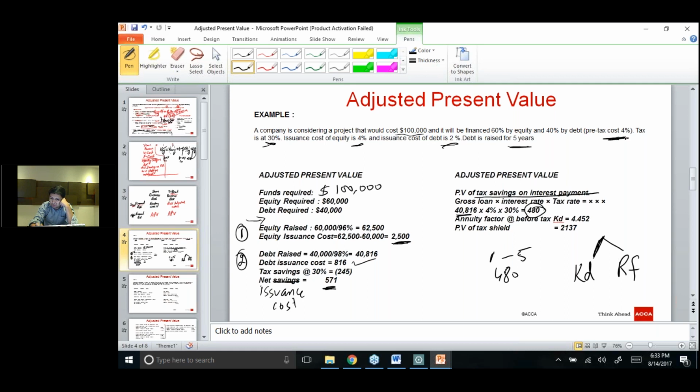So I have used 4% KD as the discount rate, with an annuity factor for 5 years equal to 4.452. We multiply the annual tax saving by 4.452, and that is equal to $2,137. Equity issuance cost is a negative figure. Net issuance cost is a negative figure, but the present value of the tax shield is a positive figure.